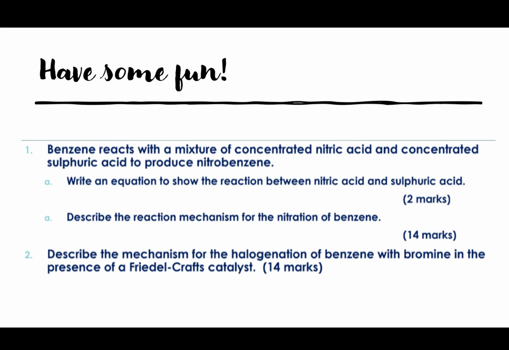Benzene reacts with a mixture of concentrated nitric acid and concentrated sulfuric acid to produce nitrobenzene. I know, right? Revolutionary. Write an equation to show the reaction between nitric acid and sulfuric acid for 2 marks. Then describe the reaction mechanism for the nitration of benzene for 14 marks. The next question asks you to describe the mechanism for the halogenation of benzene with bromine in the presence of a Friedel-Crafts catalyst for 14 marks. Do you think you'll be able to do this? Who thinks they will be able to do this? Not right now. Okay, no problem.